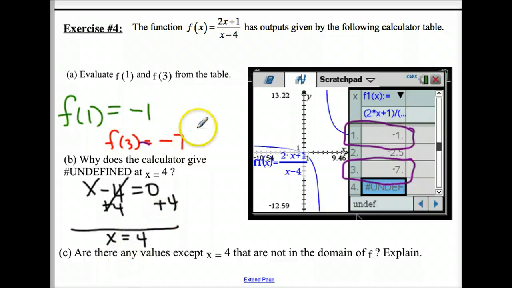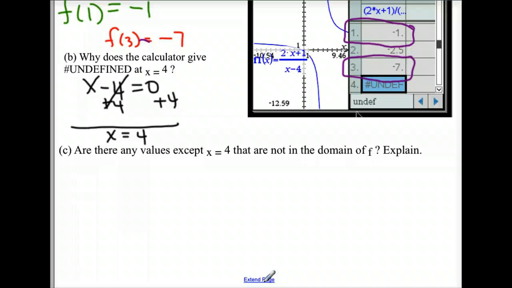It's going to be undefined. Are there any values except x equals 4 that are not in the domain? Explain. So are there any other values except x equals 4 that are not in the domain? No. The only number not included in this domain is 4. And explain why.